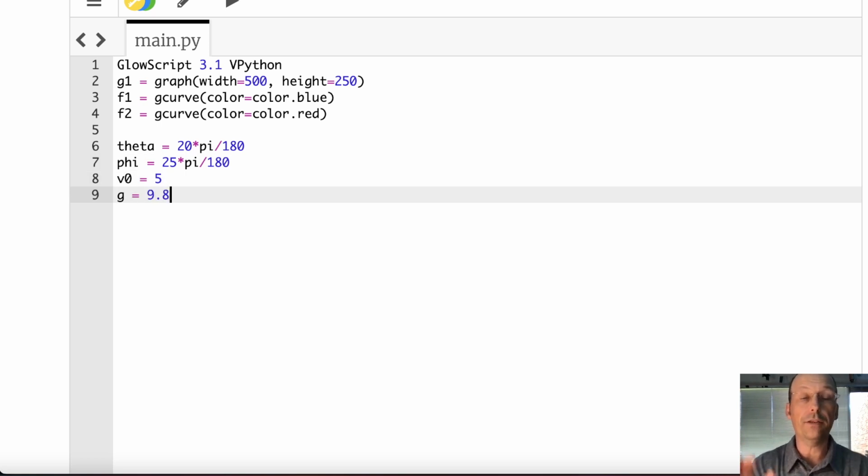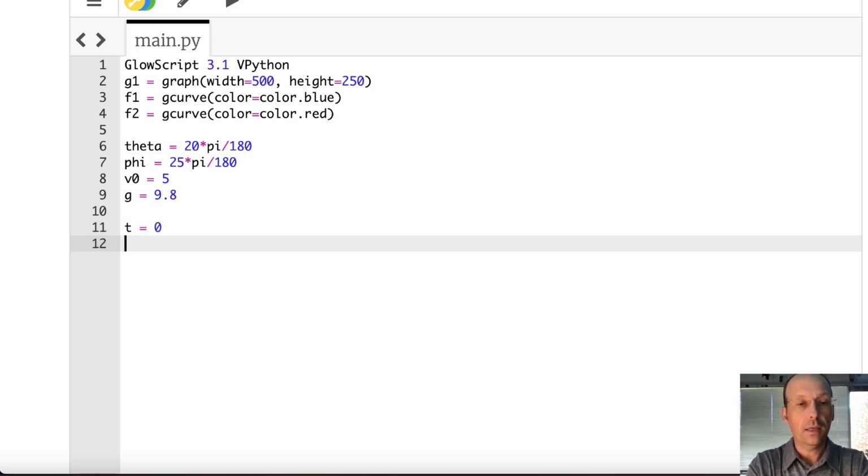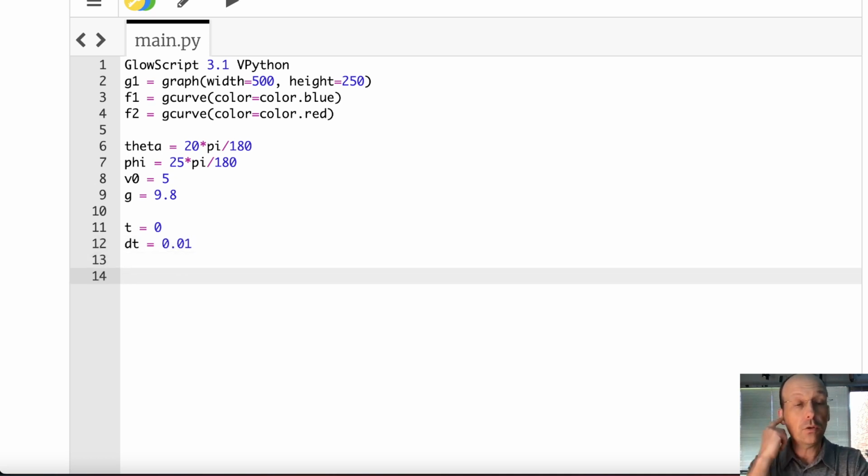G equals 9.8. So I'm using the scalar value of G because I've already broken it up into a motion. I could do vectors. That's fine. We won't do that. Okay. And then I'm going to say T equals 0, dt equals 0.01.